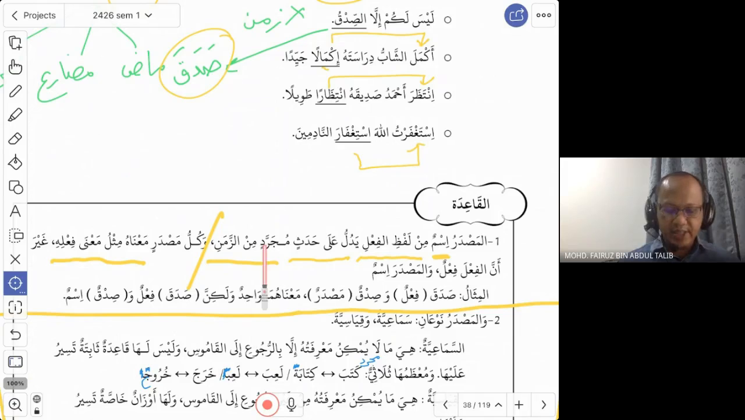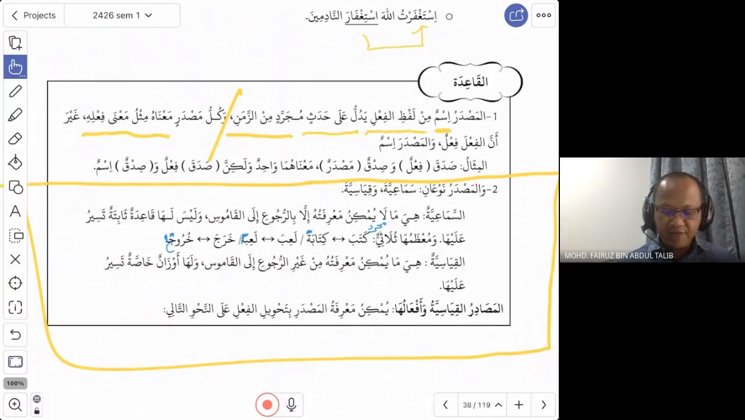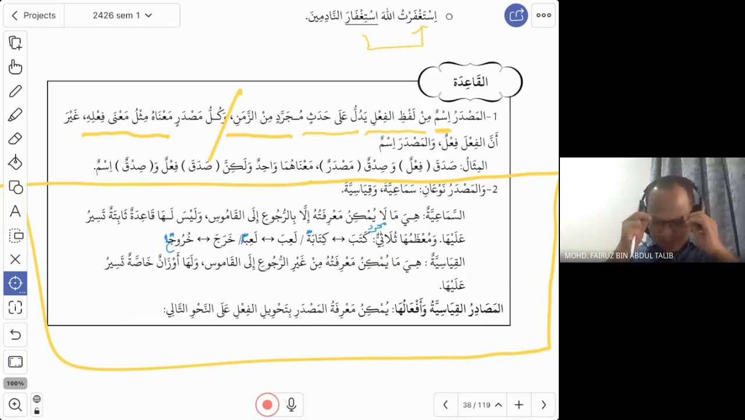And we have also said that for masdar sama'i, the one that we only know based on the dictionary is the thulathi mujarrad fi'l, a fi'l that consists of only 3 letters. Okay, you don't have any additional letters, only 3 letters. For this kind of fi'l, the masdar is only available in the dictionary. We need to check in the dictionary.